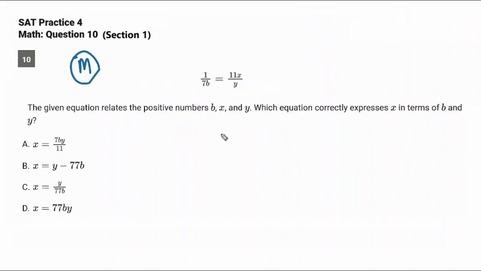Guys, this problem is a plug-in. How do you know? Well, there's letters in this equation, there's letters all over the answer choices. It says in terms of. As long as you follow the basic rules of math, you can use any numbers you want for these letters and it'll work.